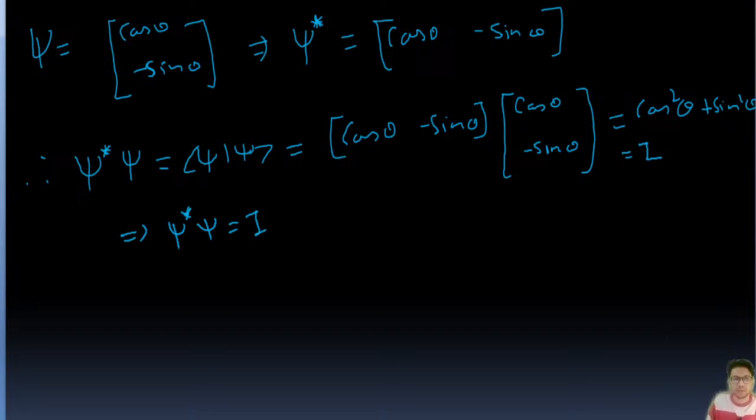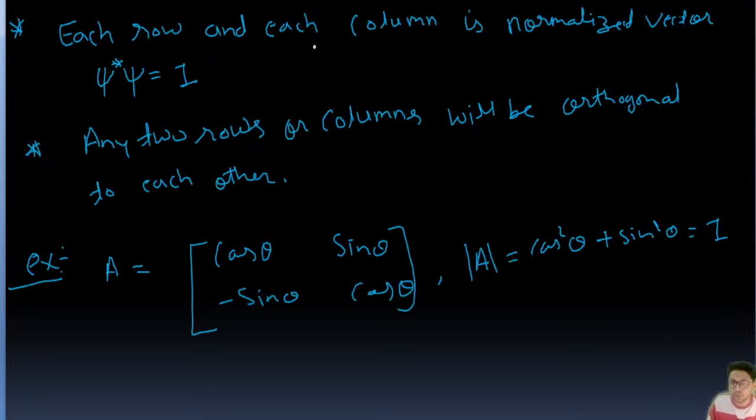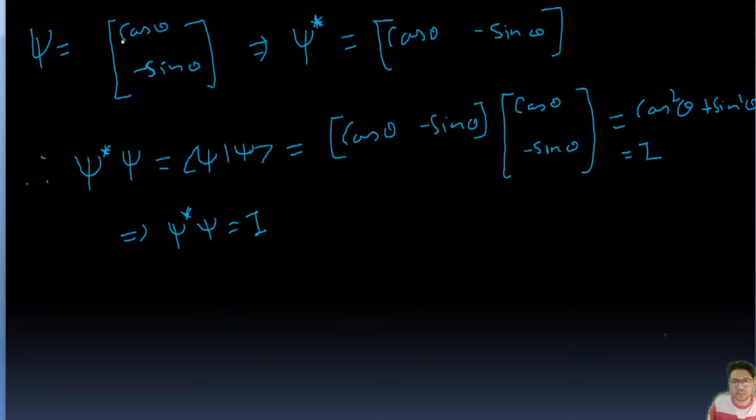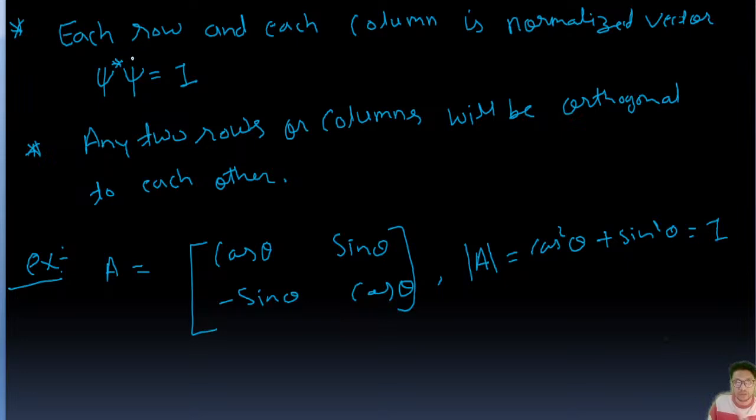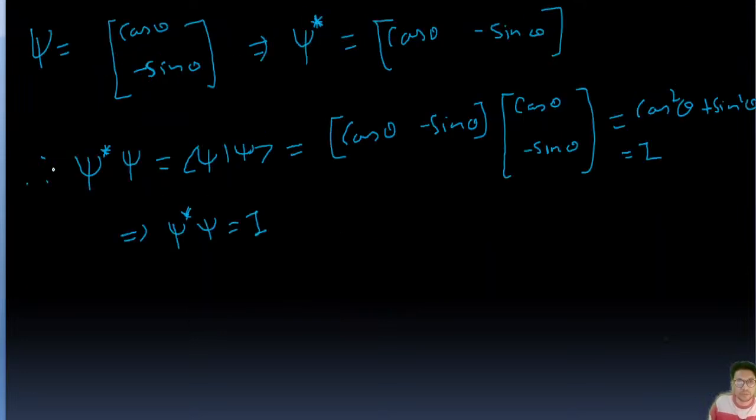So this is what this statement is saying: each row or column is a normalized vector. We have taken one column, found psi star psi, and checked it, and we got 1, meaning each row or column is a normalized vector. This is very important.